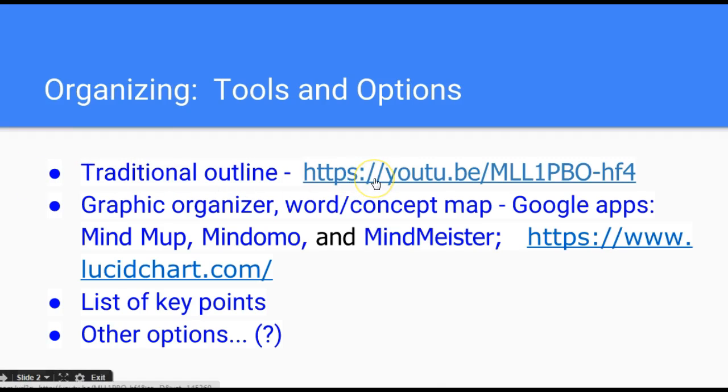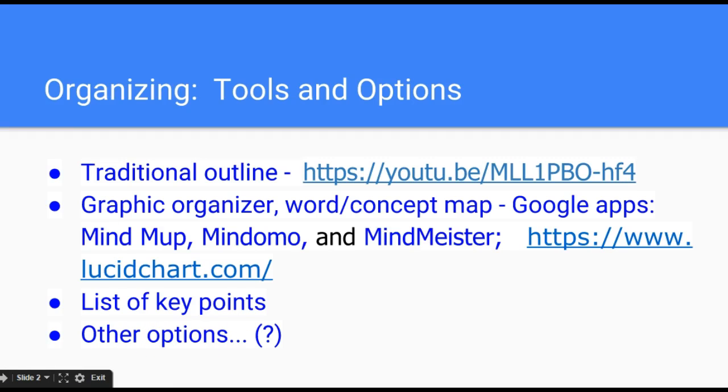And there's a great YouTube video that explains how to organize in a traditional outline. You're welcome to do a graphic organizer, word concept, or map, and there's some great Google apps that might be useful for that. You're welcome to just list the key points in the sequence that would be useful for you. And I'm open to some other options too.